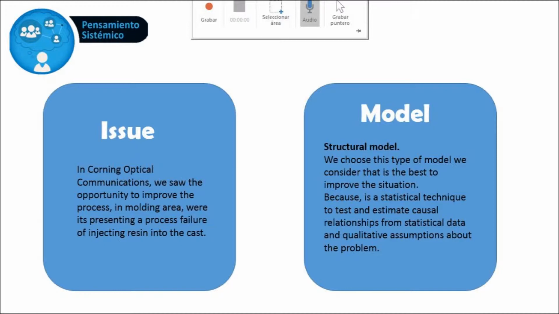The issue we're going to talk about is that in Corning Optical Communications, we saw the opportunity to improve the process in the molding area, where it's presenting a process failure of injecting resin into the cast.